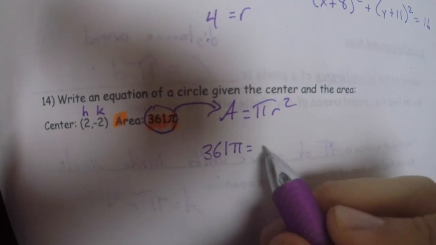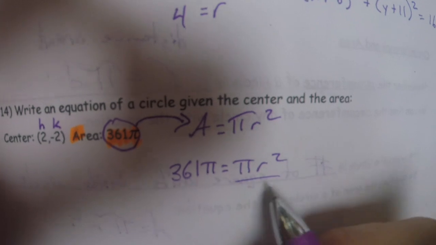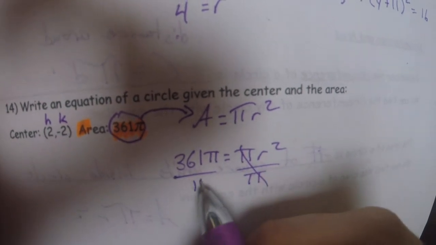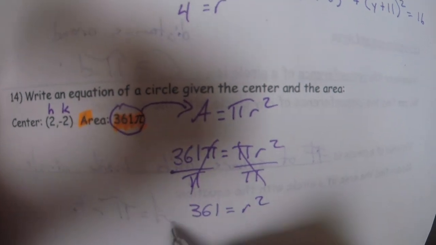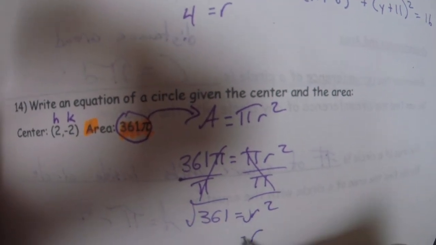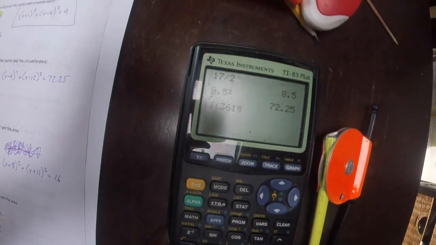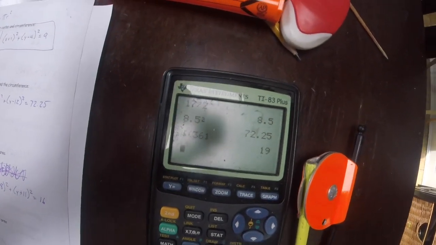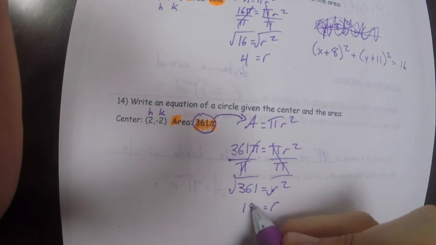361 pi equals pi r squared. Solve for r. Divide by pi. Cancels. Divide by pi. Cancels. 361 equals r squared. I don't believe that 361 is a perfect square. Oh, snap. I was wrong. 19. So my radius is 19.